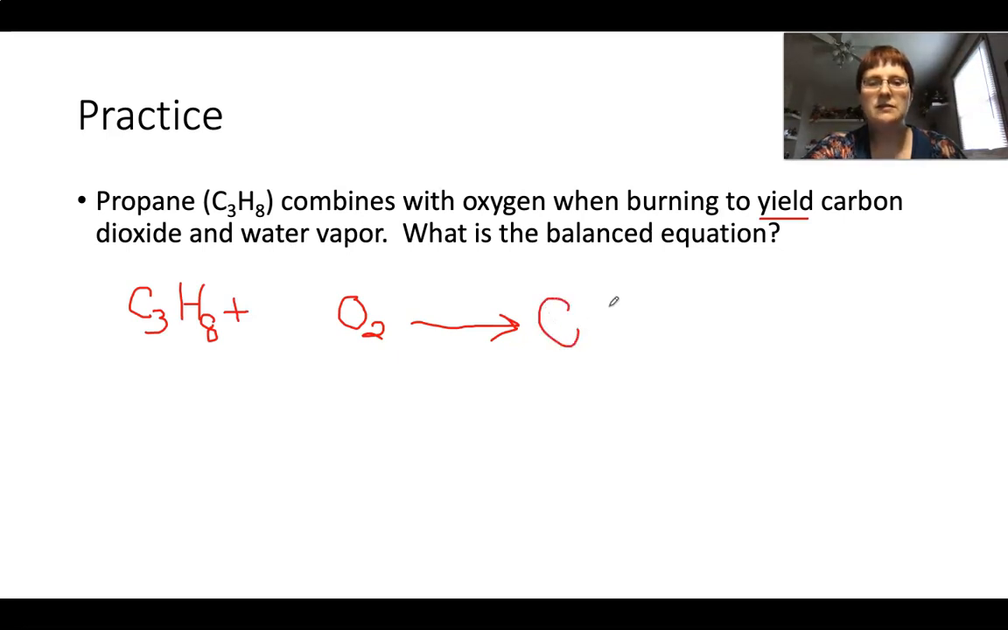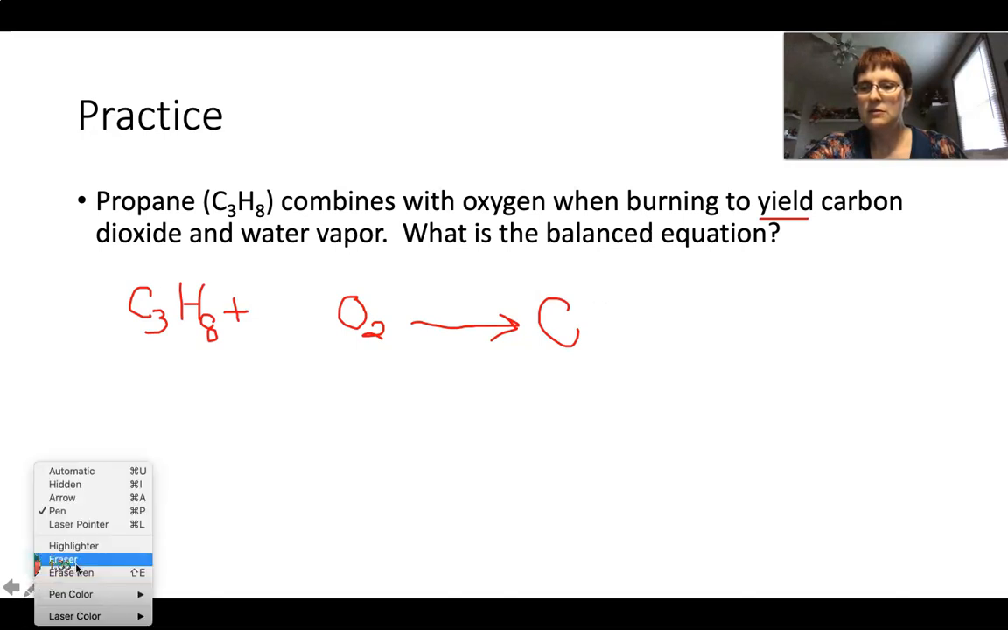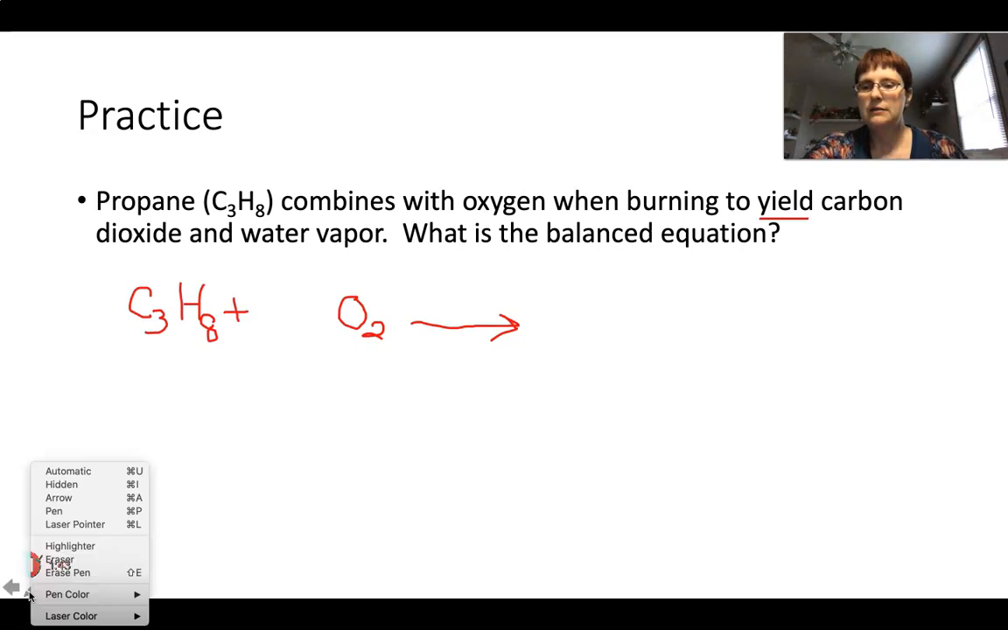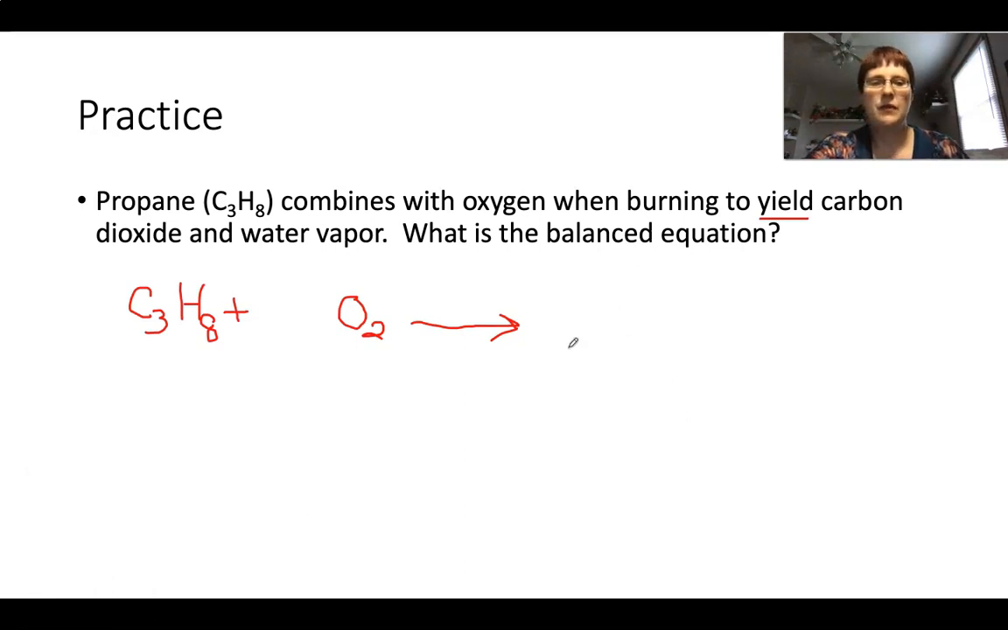So we know that one is, I'm going to erase that. I put that too close. Grab my pen again. Give myself space this time. So CO2. And we also make our water vapor. So we're going to make water.